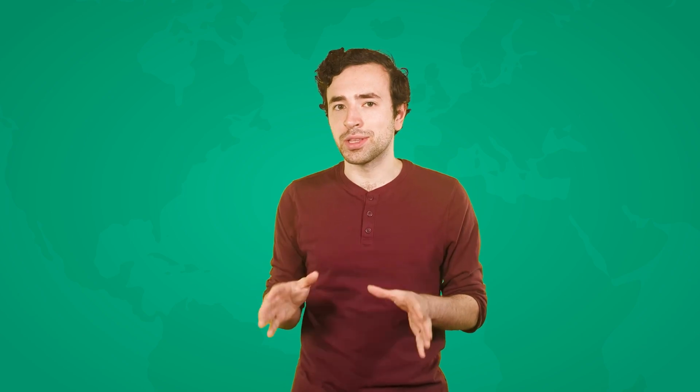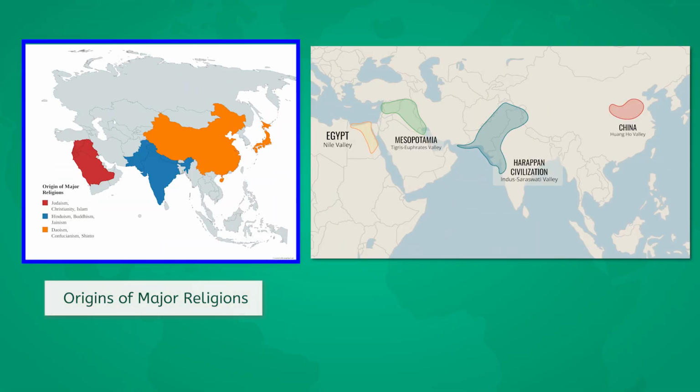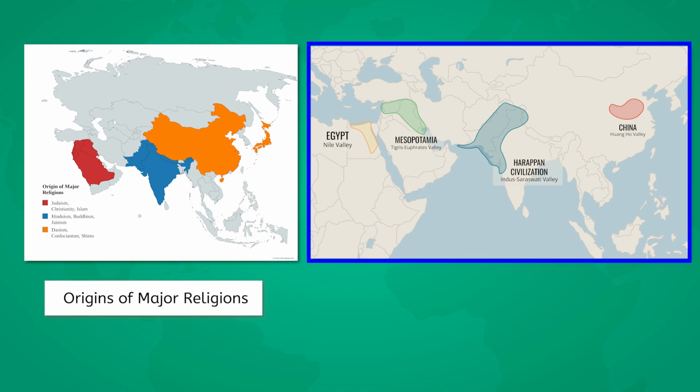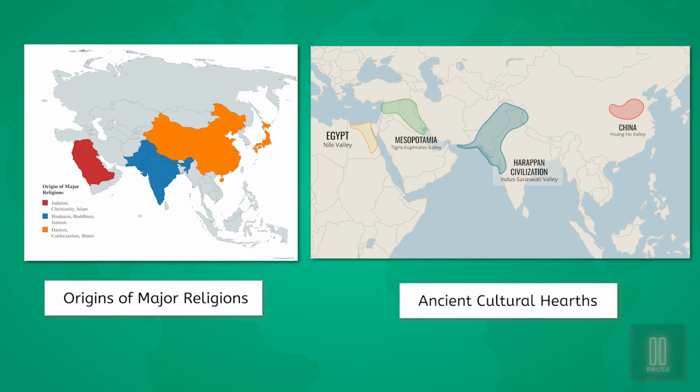You may be thinking, that isn't every religion, and you're totally right. There are countless other religions found all over the world. These just happen to be the largest. Let's take a second to make some comparisons. On the left-hand side of the screen, we've mapped out the modern countries where these religions originated. On the right-hand side, we have a map of the ancient cultural hearths. Do you notice anything? What do you think that means?